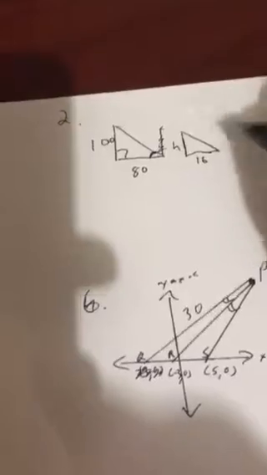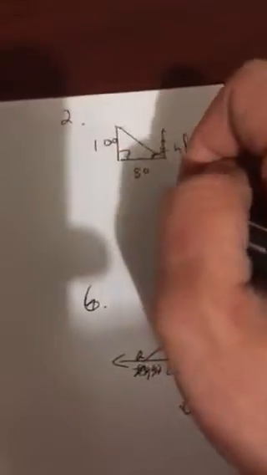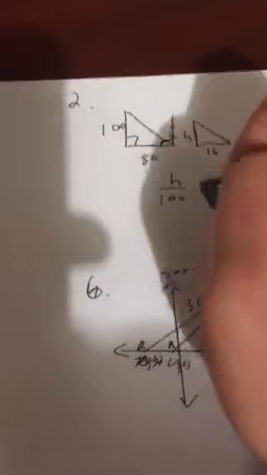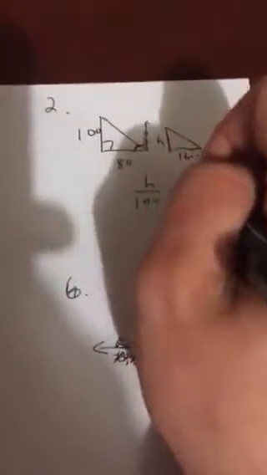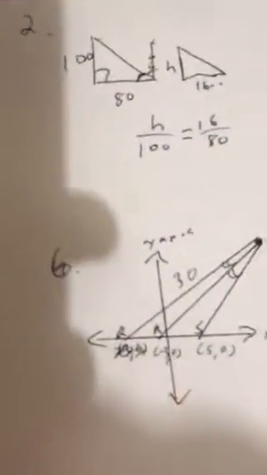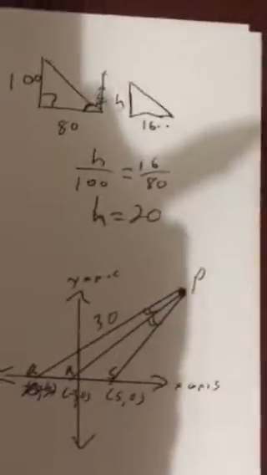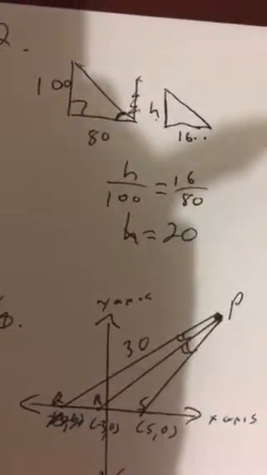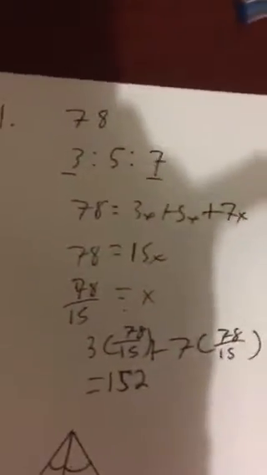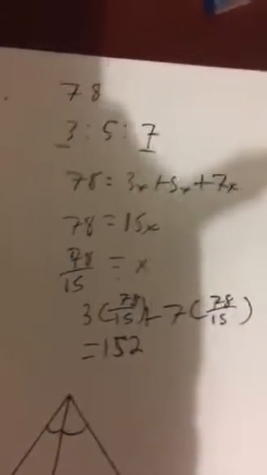Now I just need to set up a proportion, okay? You can do it several different ways. One is little height over big height, which is h over 100, equals little shadow over big shadow. So 16 over 80, okay? Cross multiply those, and you get h equals 20, okay? H equals 20. I put my setup on the wrong sheet, so I got to jump around. So I'll let you guys look at that one for another minute, if you're wondering what to do for 2. There is what we did on number 1, okay?